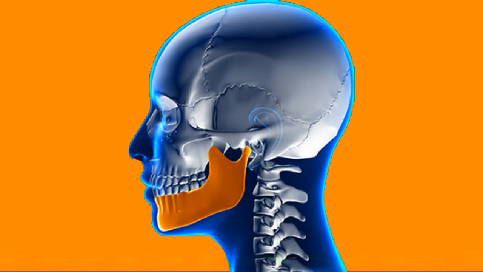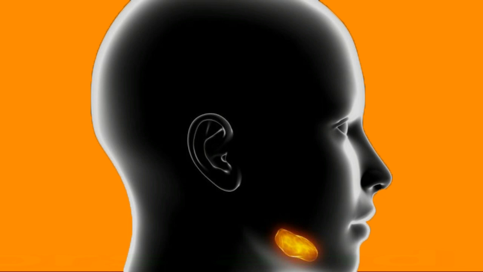Tumors and cysts. A tumor occurs when abnormal or damaged cells grow and multiply uncontrollably to form tissue lumps. Meanwhile, a cyst is a fluid-filled sac that forms in the skin and may protrude through the overlying skin. Benign tumors and cysts.